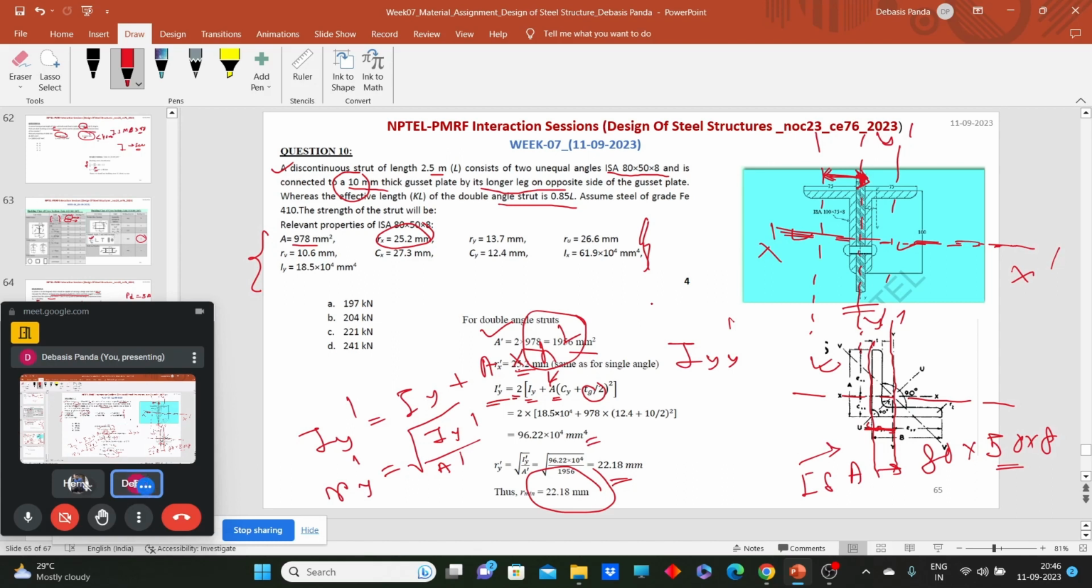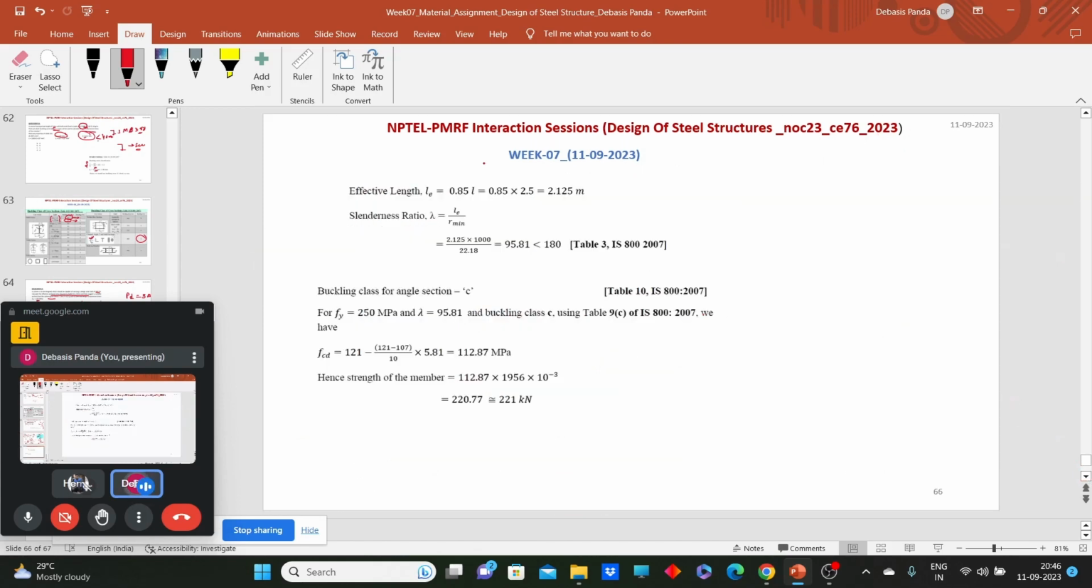Now the radius of gyration we have found out. We need to calculate the design strength, right? What was the question? Yes, we need to calculate the design strength. Up to here we have calculated the minimum radius of gyration. Now the effective length is already provided in the question: you need to consider 0.85 into L. So that comes as this.